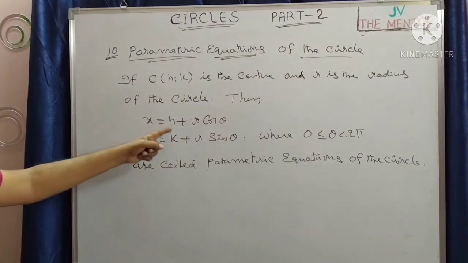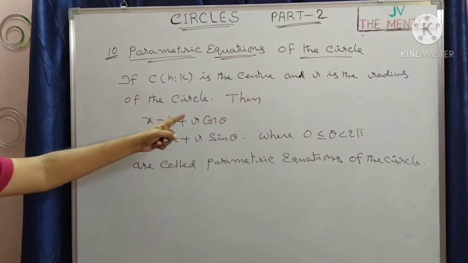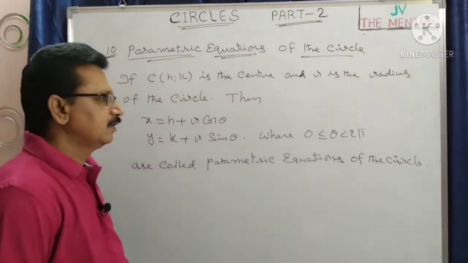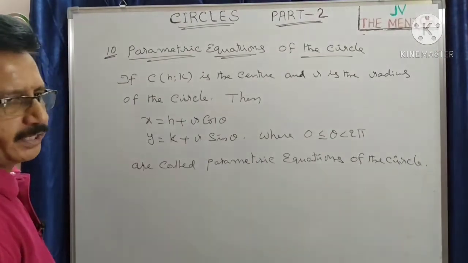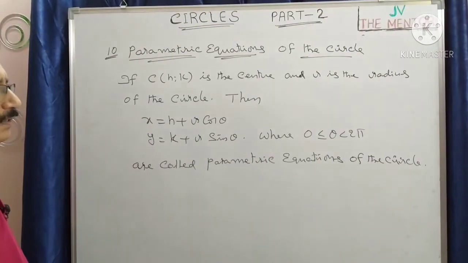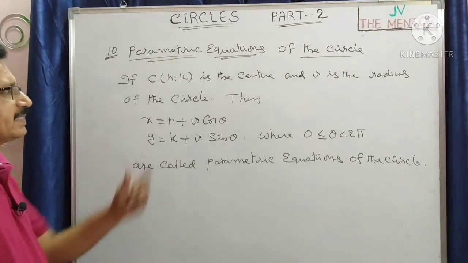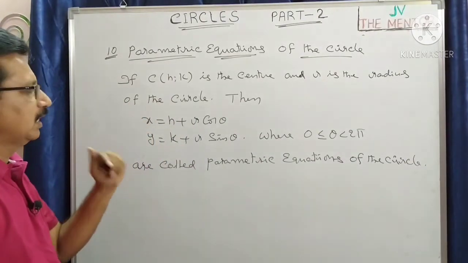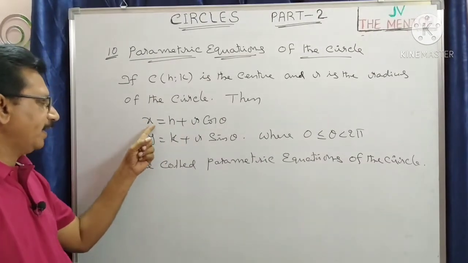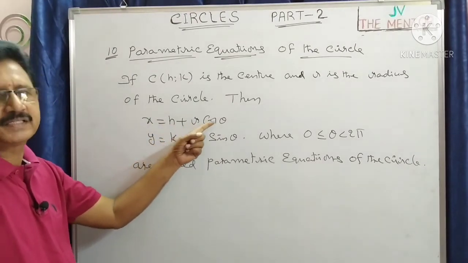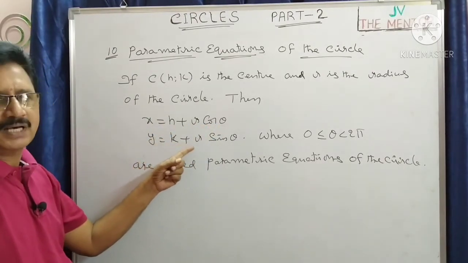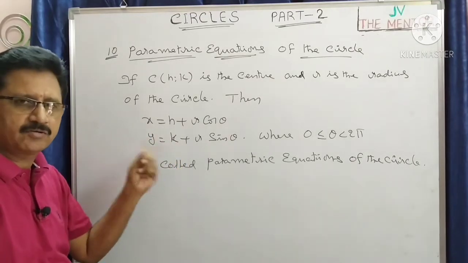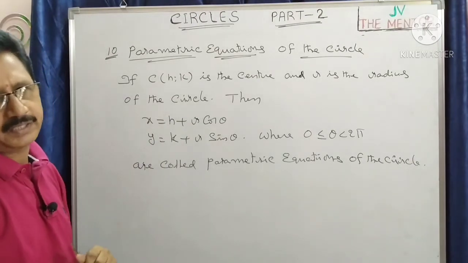Okay, now these are the parametric equations where h comma k is the center and r is the radius. Okay, write down. Now taking one example. Suppose center is origin. That means h comma k is 0 comma 0. Then the parametric equations are x equal to 0 plus r cos theta, that is r cos theta, y equal to 0 plus r sin theta, that is r sin theta. Then the parametric equations are x equal to r cos theta and y equal to r sin theta.